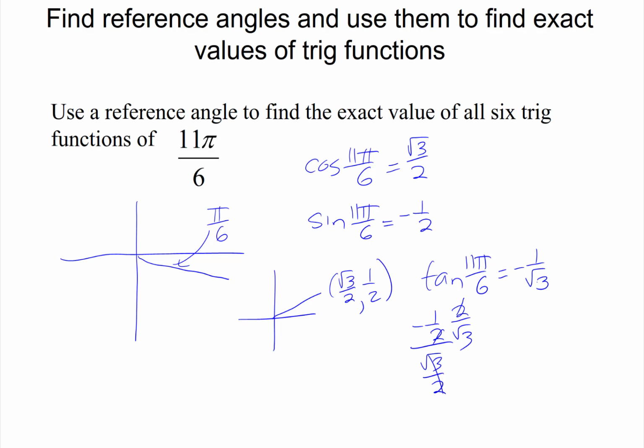Now the others are just easiest to get by doing reciprocals, and so secant of 11 pi sixths is going to be the reciprocal of cosine, which is 2 over square root 3, and cosecant of 11 pi sixths is going to be the reciprocal of sine, so that's negative 2, and then down here we'll do cotangent of 11 pi sixths, and that's going to be the reciprocal of tangent, or negative square root 3.